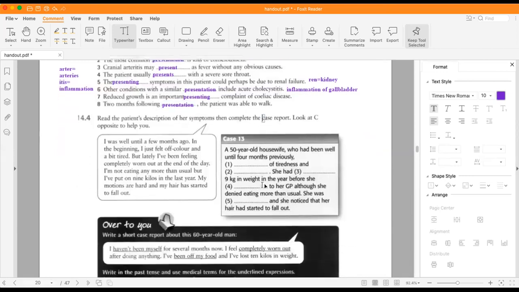All right, let's move to 14.4. Read the patient description of her symptoms, then complete the case report. So this is how, in this first extract, the patient is describing in general English how he or she feels. And here is the case report. We will turn it into medical language.